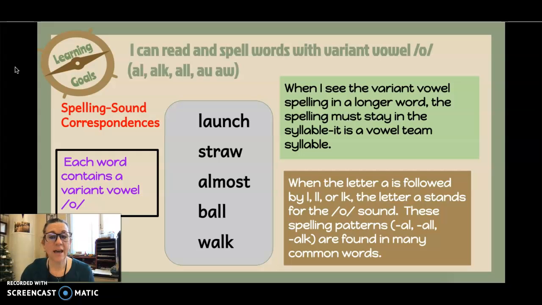When the letter A is followed by L, LL, or LK, the letter A stands for the sound. So these spelling patterns, all, ulk, are found in many common words. So we've got like walk, ball, almost. Those are some of those types of words.